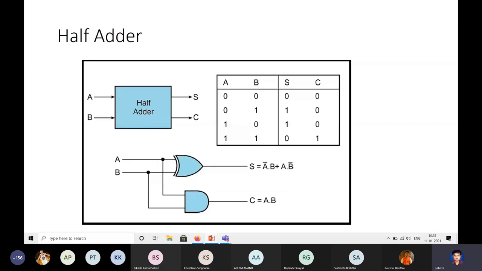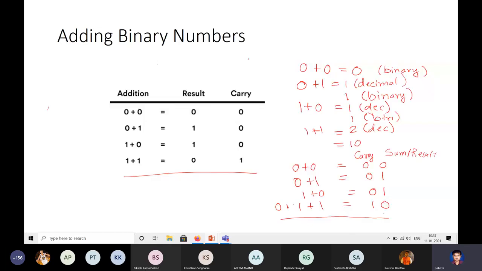All right. So now, our next goal is, we'll first build a circuit to add 2 single bit numbers. Then we'll use that circuit to build a circuit to add 2 n-bit numbers.